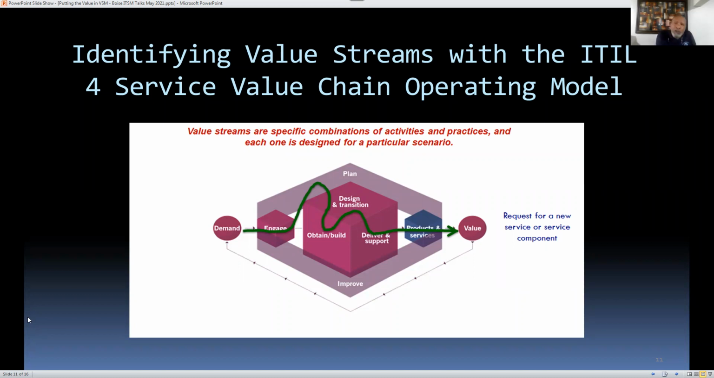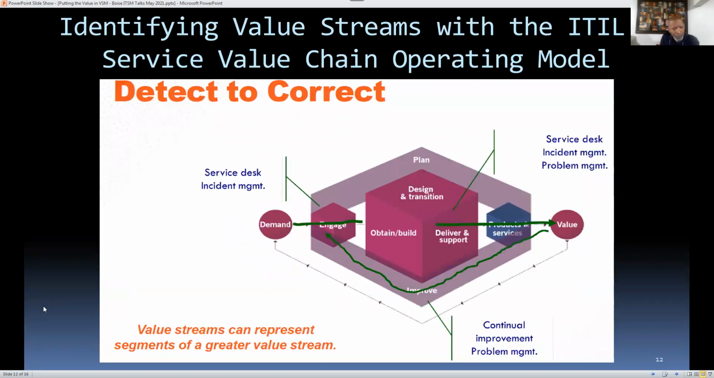But under a different situation, it could be a different value stream. And I'm going to show you that on the next slide, a different value stream using ITIL, still the same value chain, right? So Jeff, next slide. This one now is more detect to correct, where the previous one was, hey, I got a major new enhancement that's come in. And how do we get that?